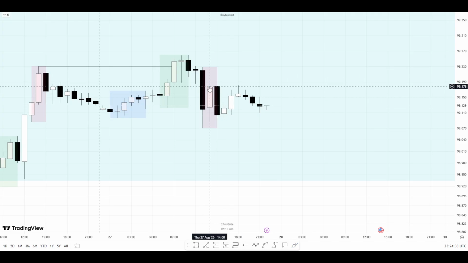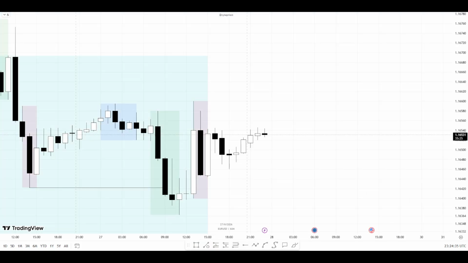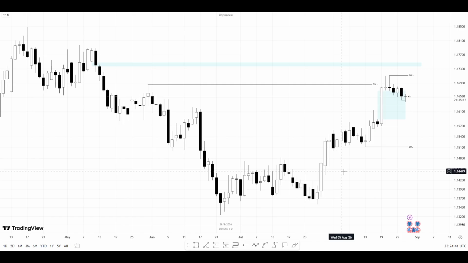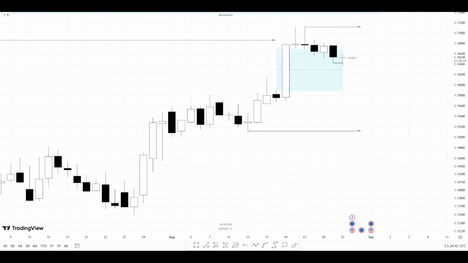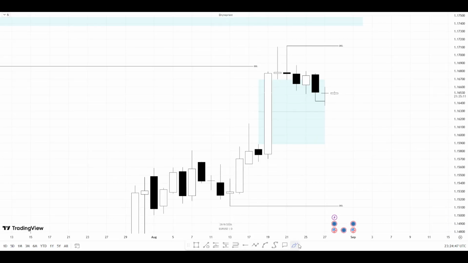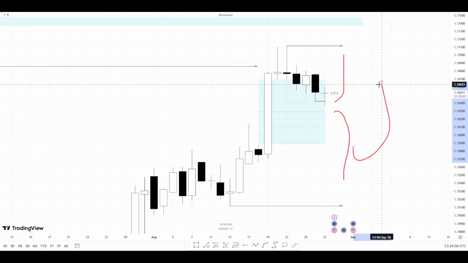All right. So when you go down to the Euro USD, you can see on the Euro USD, we closed above the previous candlestick low. Okay. So we swept the low and we closed above it, indicating a bullish price action. The DXY is bearish and the Euro is bullish. Okay.